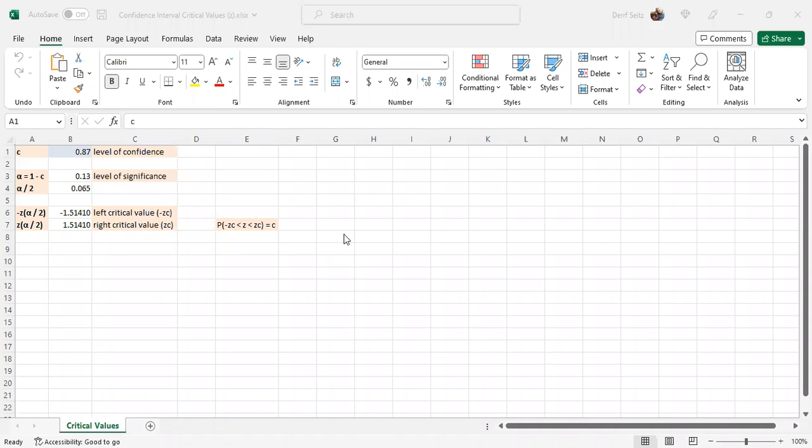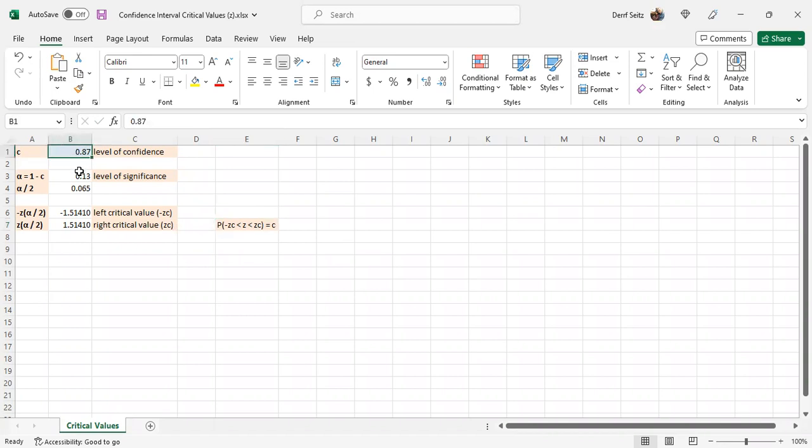This video shows how to calculate confidence interval critical values for the standard normal distribution. The key idea here is to determine a left critical value and a right critical value, minus ZC and ZC, such that the probability of an outcome in the standard normal distribution, which is represented by Z for Z-scores, will be equal to the level of confidence C that we're interested in.